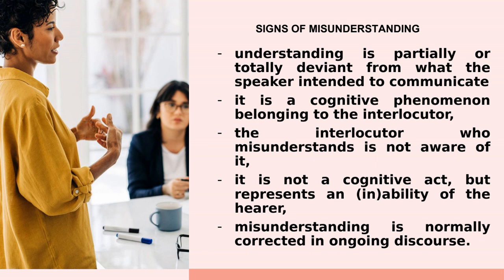So you need to make sure that the person gives you some nonverbal signals, such as nodding of the head, or maybe saying, yes, I understood. There are many different signals that you can give to the person so that they will understand that they have been interpreted correctly. Also, misunderstanding is a cognitive phenomenon which belongs to the sender or interlocutor, of course.